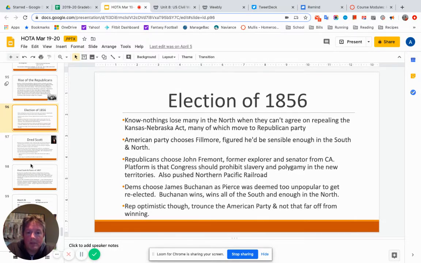Republicans, though, are pretty optimistic. Fillmore is a non-factor in the whole election. For the most part, Fremont does a whole lot better than most people thought. So for their first election, really on stage, the Republicans are doing well, and they feel that with the right candidate and right things moving forward, 1860 could potentially be their year.